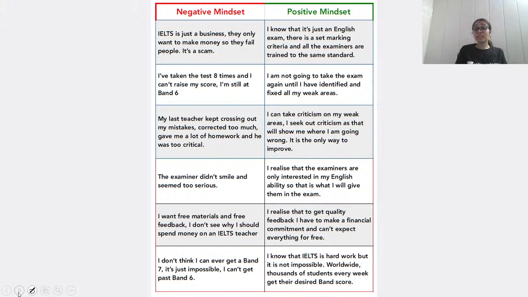I've taken the exam 8 times and I cannot raise my score. I'm still at 6. I'm not going to take the exam again until I've identified and fixed all my weak areas. My last teacher kept crossing out my mistakes, corrected too many, gave me a lot of homework, and he was too critical. I can take criticism on my weak areas. I seek out criticism as that will show me where I'm going wrong. It is the only way to improve.